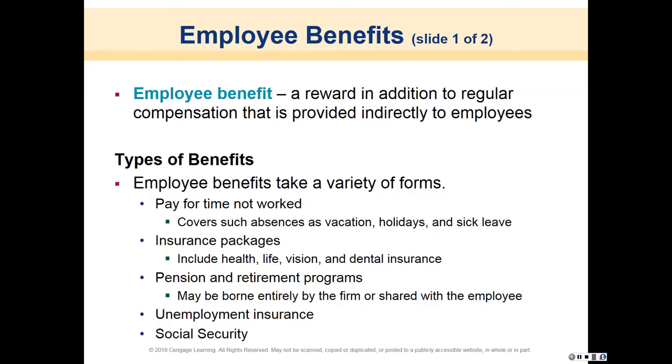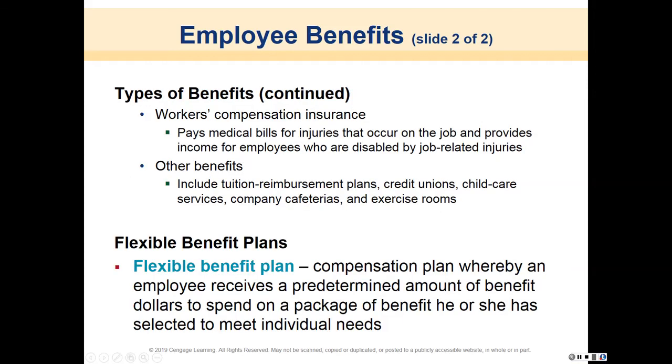Okay, retirement is another example. Social Security and unemployment insurance, those are really things that businesses have to pay anyway. If your business chooses to pay your portion of Social Security, that would definitely be a benefit, but they're having to pay that anyway. Workers' compensation is the same way. Some companies have other things like tuition reimbursement. They might have child care services. Google has a cafeteria that you can go to, exercise room, etc.